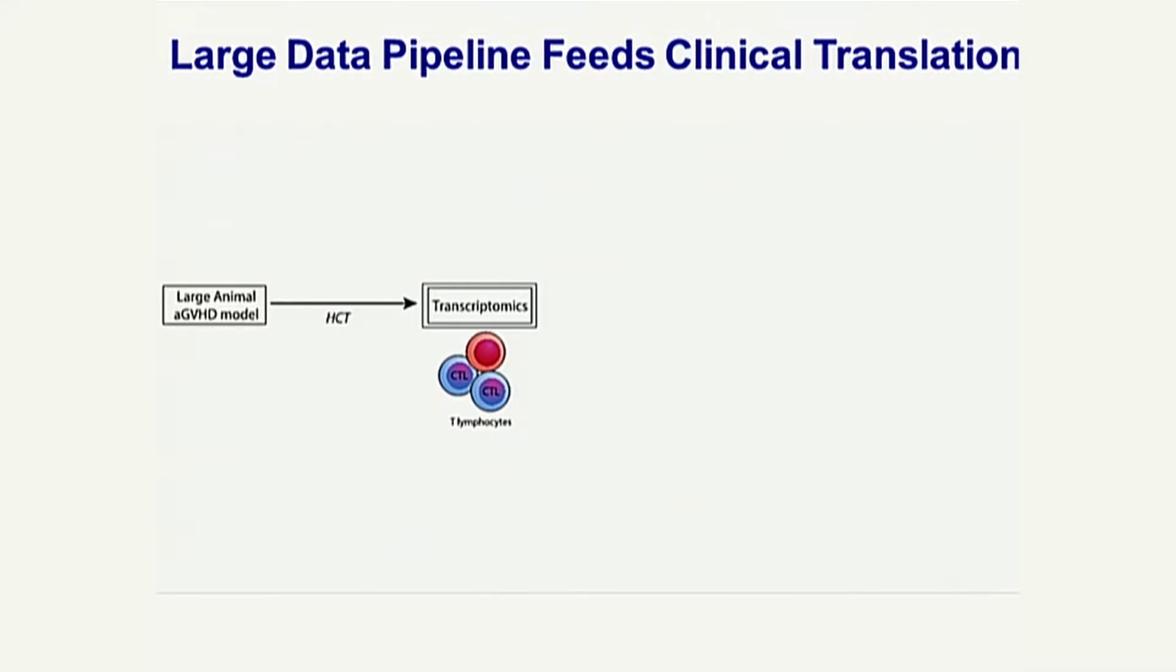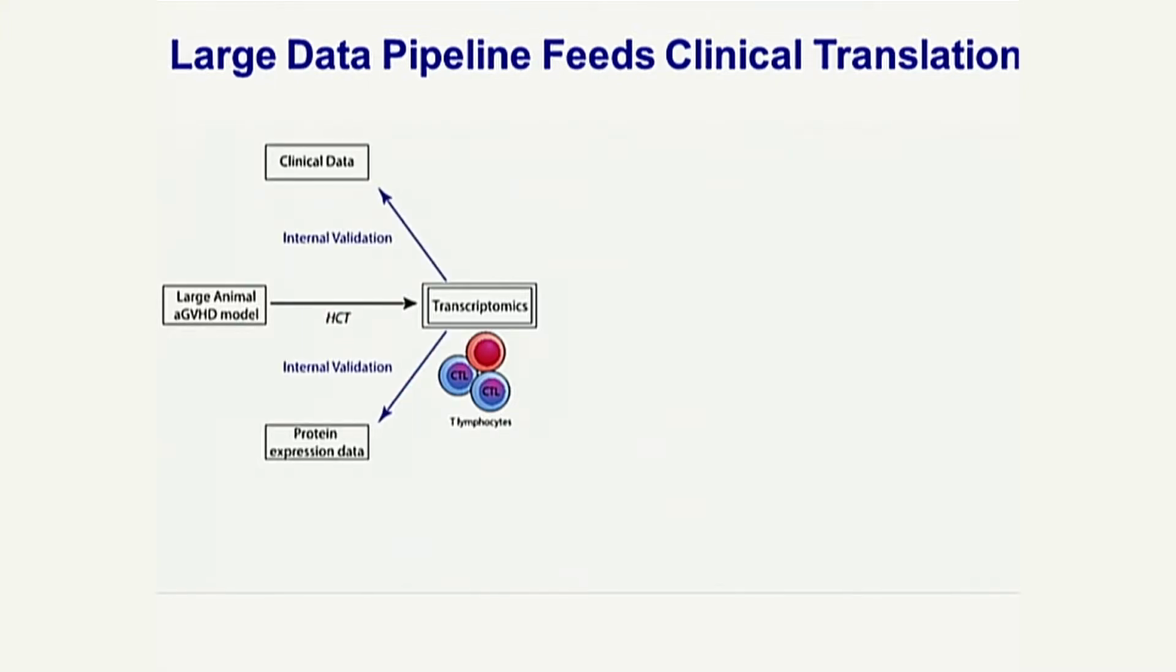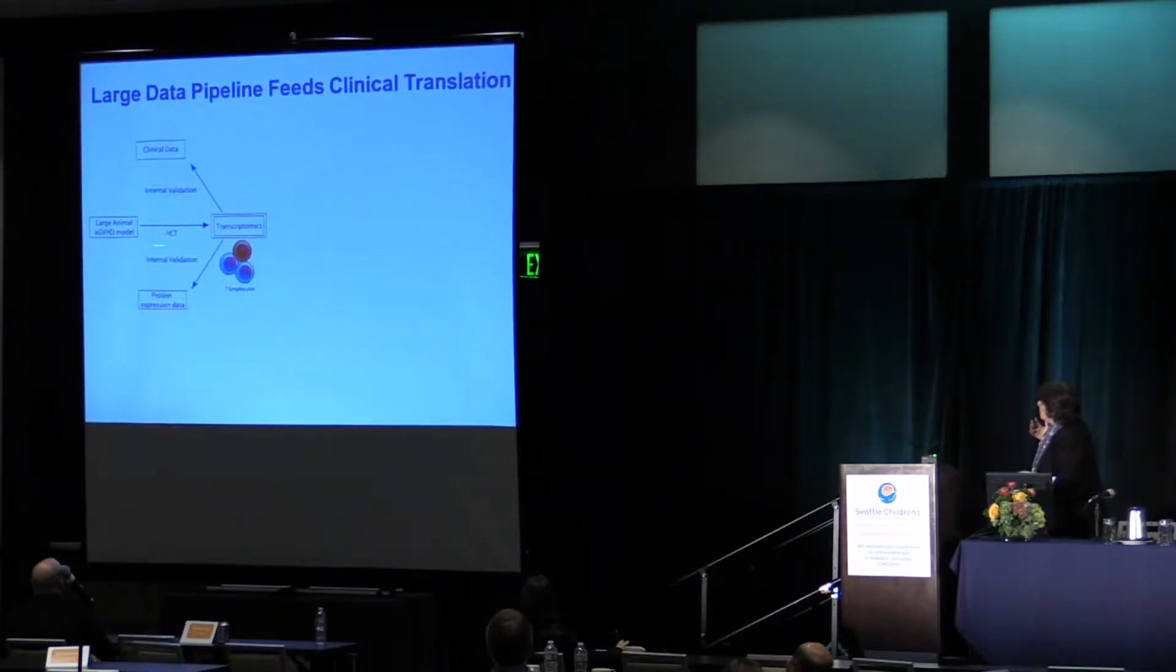We're now moving into RNA-seq. For the first experiments, it was very important, because nobody had ever discerned the primate transcriptome or any real transcriptome for GvHD before, to do some internal validation both on clinical data and also on some protein expression data that we already had. And then we developed a pipeline for discovery.